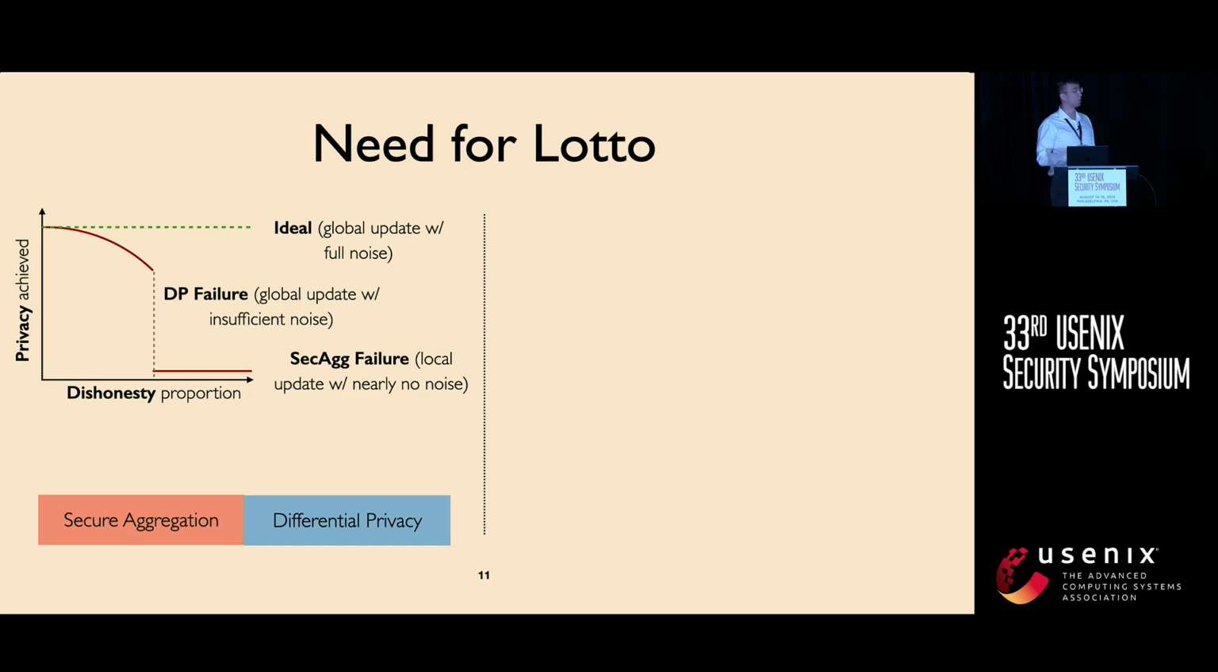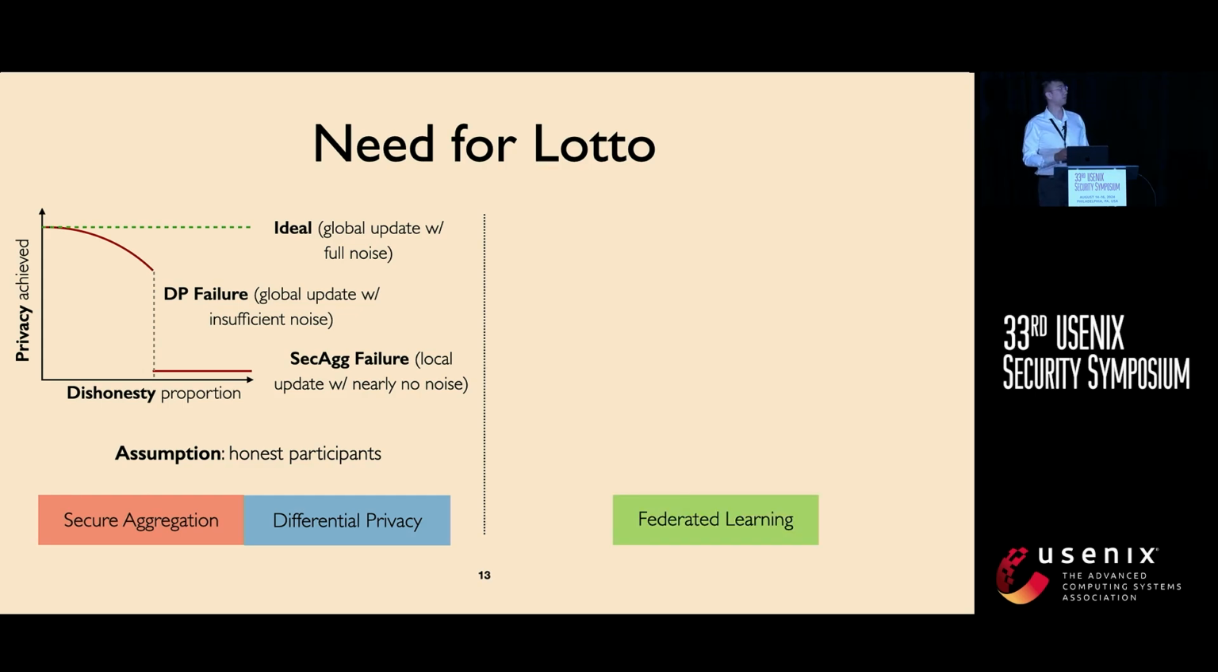And even more alarming, if the proportion of dishonest participants continues to increase and exceeds a certain limit, secure aggregation will fail. And this way, the server can see even more, like a specific local update of a client perturbed by nearly no noise. So it is actually desirable for all the participants, or at least a significant proportion of them, to be honest. However, this may not be the case in FL.